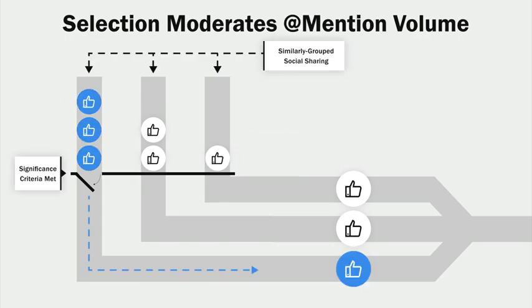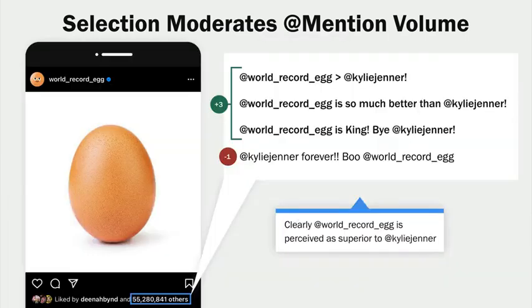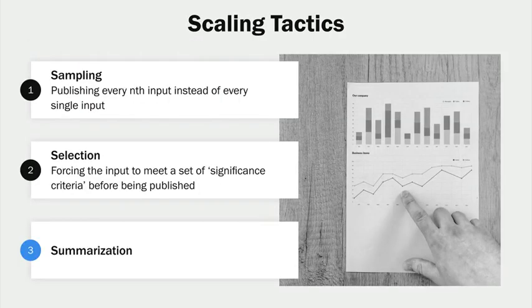It can also be used to moderate social media mention volume. You might require that a post get a certain number of likes, retweets, shares, or views before publishing it to the feedback river. This helps you find the highest reach social media posts that impact how others perceive and talk about your product. The third approach you can take is summarization.